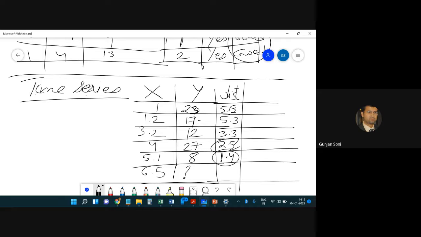Okay, and what are their corresponding y values? Corresponding y values for 2.5 is 27 and this is 28, right? We know 27 and 28. So for 6.5, it's going to be the average of the two. So this comes out as 17.5, which is the average of the two.